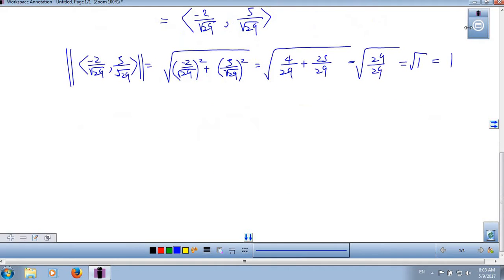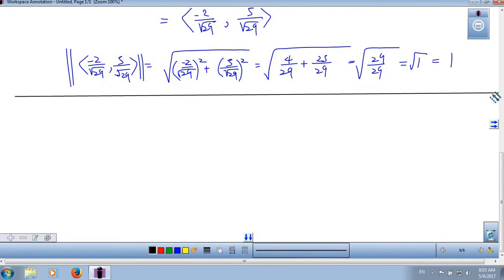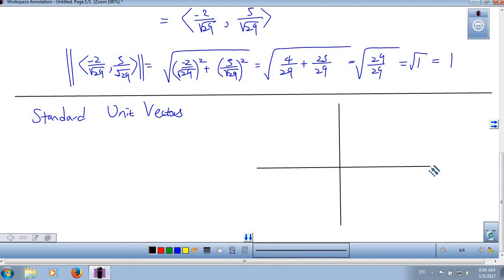Now, let me introduce to you something else called the standard unit vectors. Okay, go ahead and just change it to a divider line here. Let me go ahead and draw a line here. Now, standard unit vectors. So if we look at our regular diagram, regular coordinate plane, we have two standard directions that we always use, which is called the x direction and y direction. And in those two directions, we also have unit vectors.